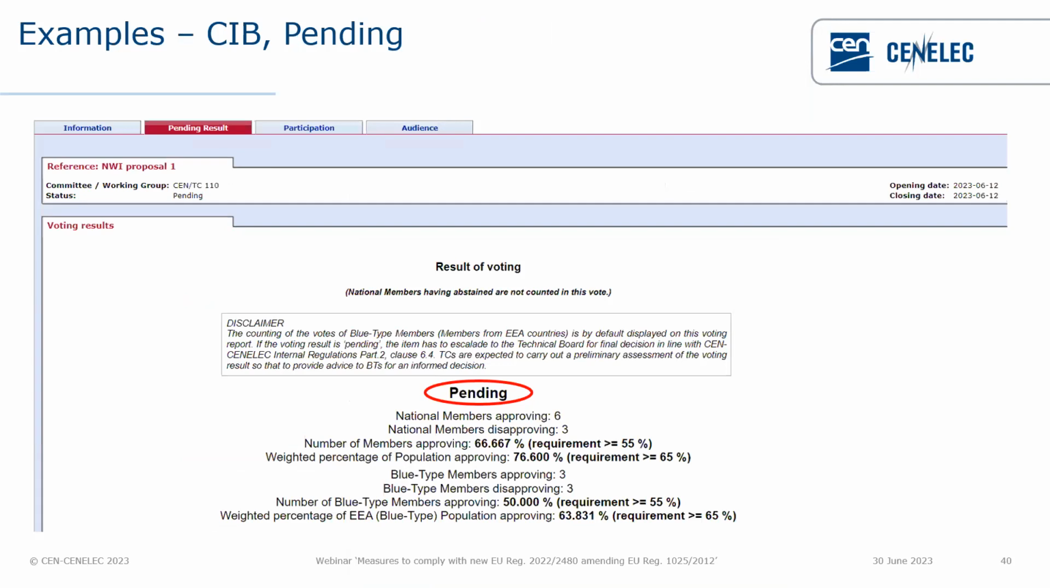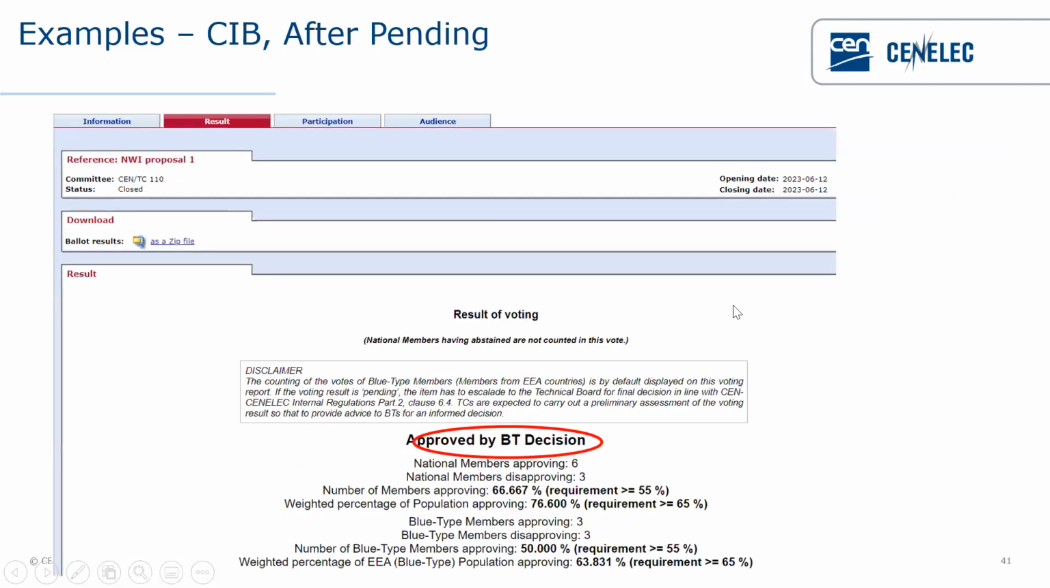Again, as before, the TC secretaries do not have to interpret the results. You will have a clear result. So in case of pending, it's written pending. This is weighted vote, so we apply the concept that we have seen before. So even if all members approved, but blue type members disapproved, it goes to pending. And then after TC advice, the item is brought to BT.